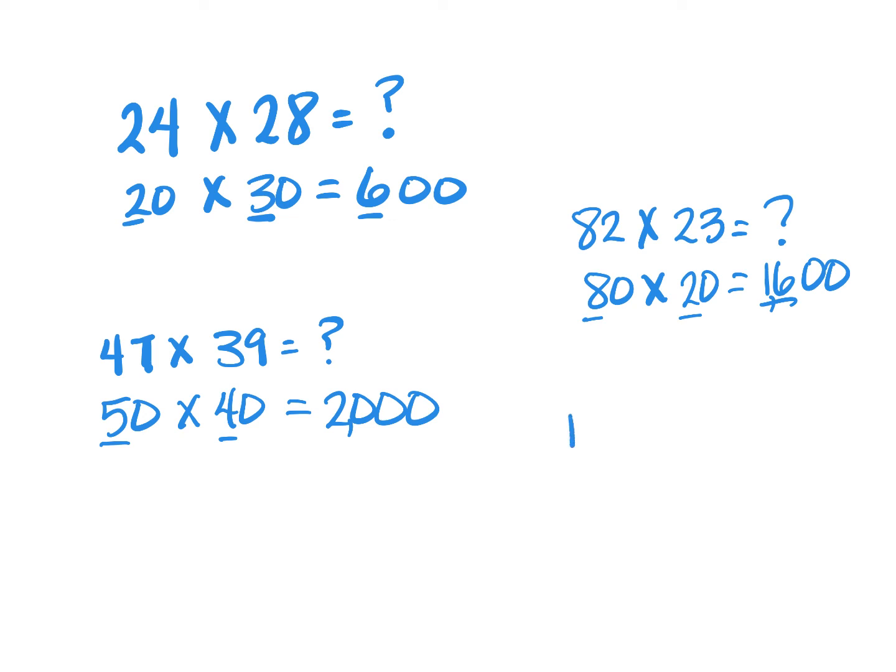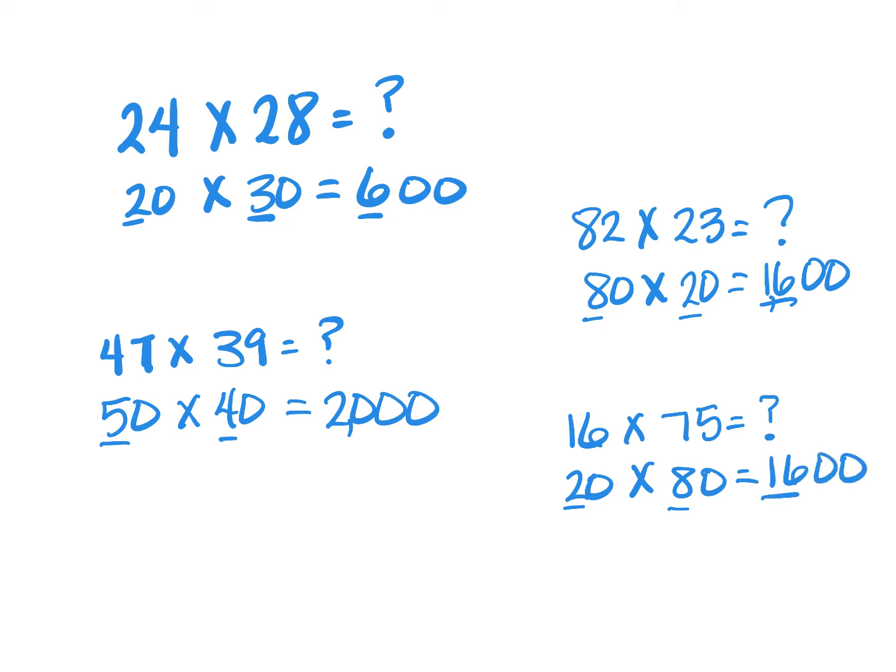The last one we're going to look at is 16 times 75. All right. What would I round 16 to? Elisa? 20 times. What would I round 75 to, Jack? 80. Take your basic fact. 2 times 8 is 16. Add 2 zeros. 16 times 75 is about 1,600.